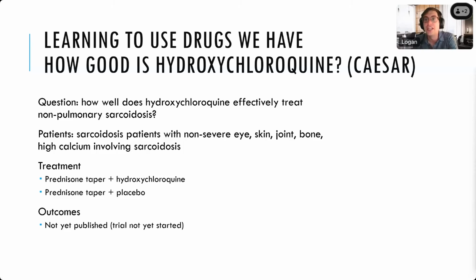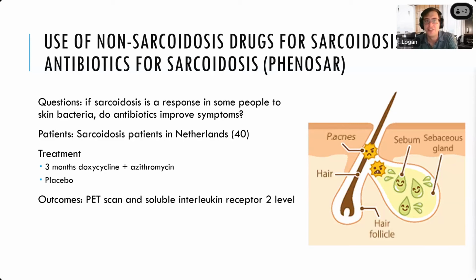Next up, we're going to talk about trials looking at using non-sarcoidosis drugs for sarcoidosis indications. There are a lot of different rationales in these trials. This trial that is proposed to go on in the Netherlands is looking at actually treating a potential cause of sarcoidosis. There's a particular bacteria called P. acnes that lives on just about everybody's skin.